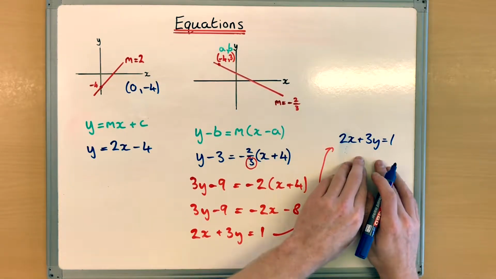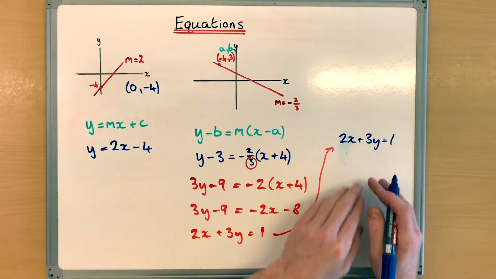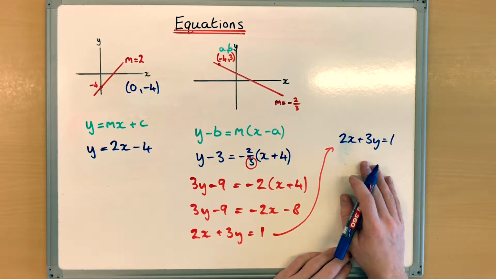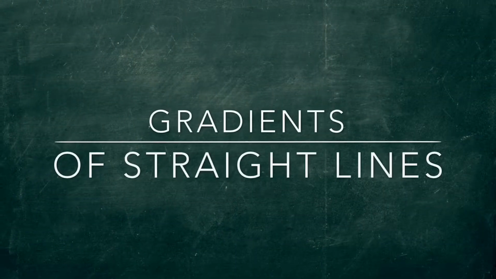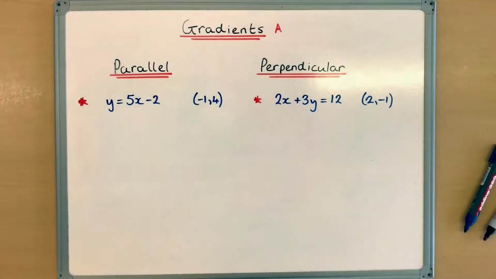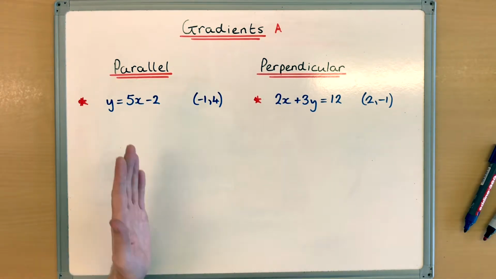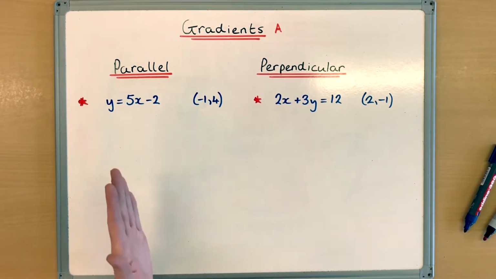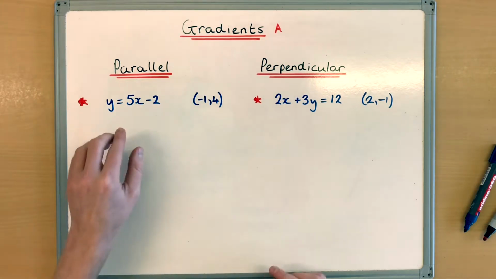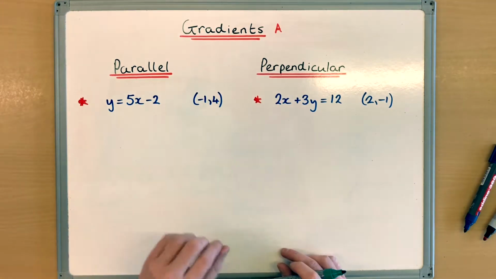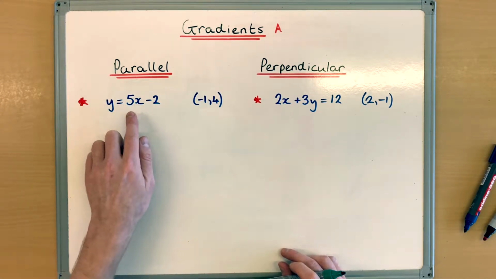Okay, so that's nicely set up for any simultaneous equation, point of intersection work we may want to do. The gradient of a line, or how steep it is. So let's start off by talking about parallel and perpendicular. So parallel is nice and easy. If two lines are parallel, then they have the exact same gradient. So this line here, if we think about y equals mx plus c, this line has a gradient of 5.